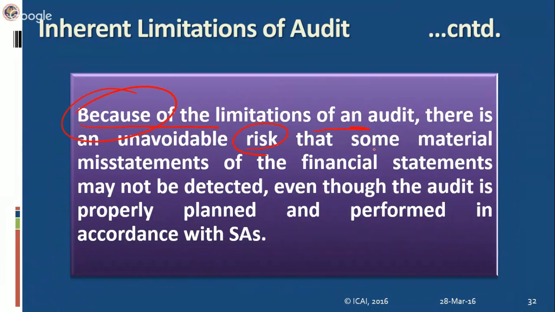An unavoidable risk that some material misstatements and risk of material misstatements may not be detected, even though the audit is properly planned in accordance with the SAs. So this is very important, I tell you, to grasp this. What is the impact if the question appears in your examination? What would be the impact of limitations of audit? Because of the limitations of the audit, there is an unavoidable risk that some material misstatements may not be detected, even though my audit was properly planned and performed in accordance with the SAs.